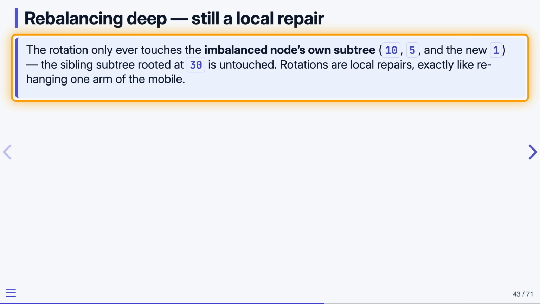Notice what the rotation touched. Only the imbalanced node's own subtree: 10, 5, and the new 1. The sibling subtree rooted at 30 was not touched at all. A rotation is a local repair, exactly like rehanging one arm of the mobile.